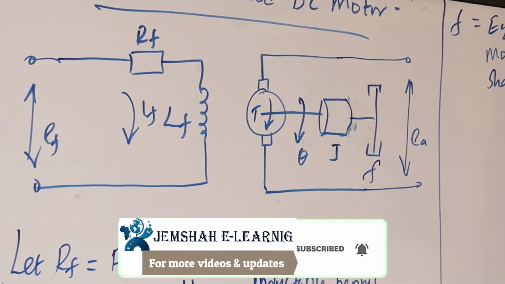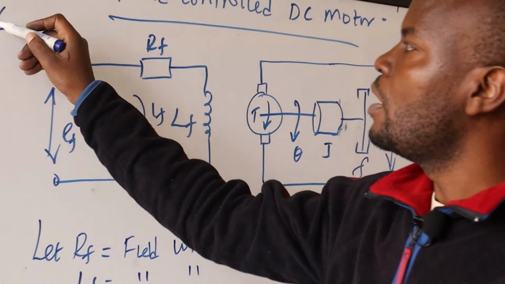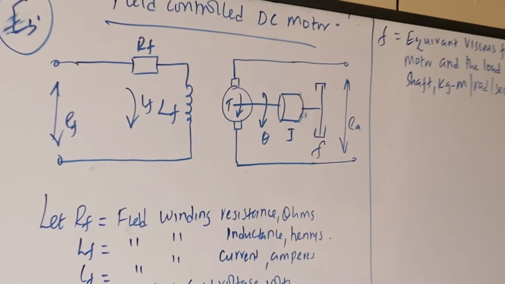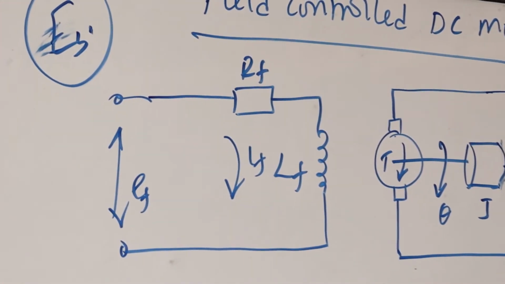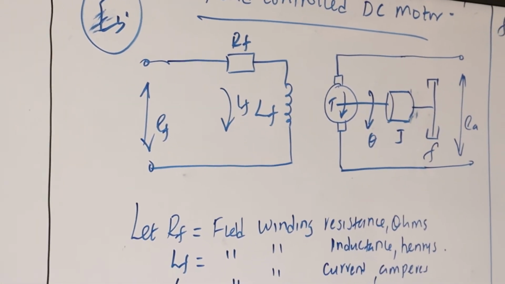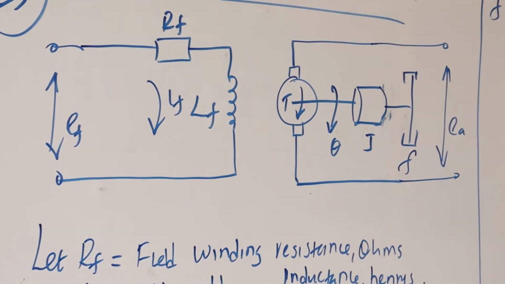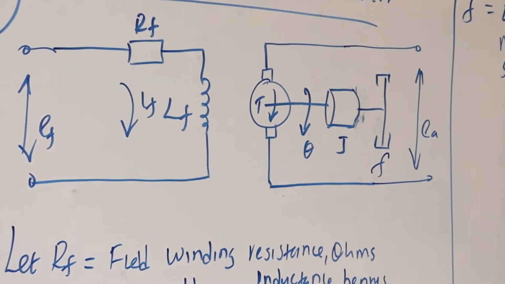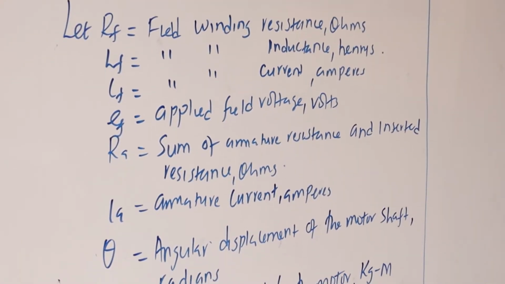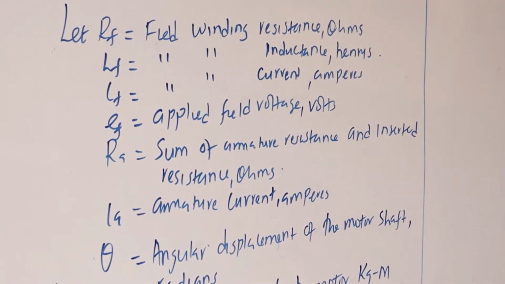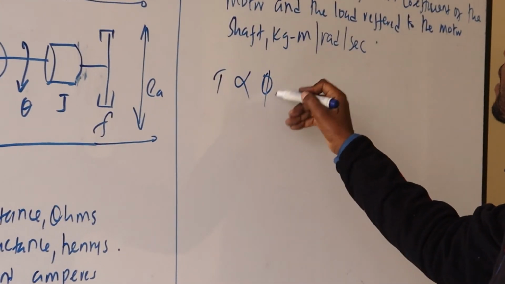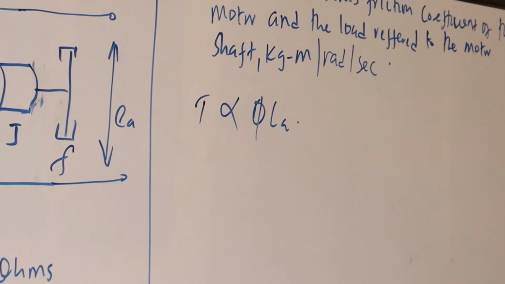So in this case, the effect of the back EMF EB will be negligible, especially if the voltage that is added in series is very large, and therefore from there we can start looking at the transfer function. We are going to start by looking at the torque. The torque T developed by the motor is proportional to the product of the air gap flux phi and the armature current IA, so T is directly proportional to phi IA.